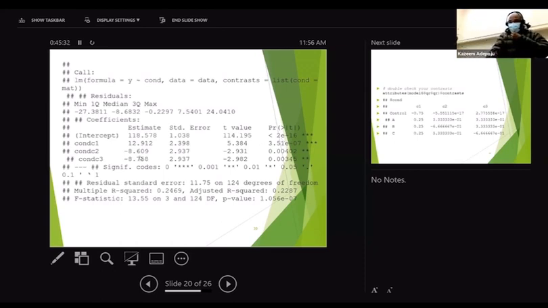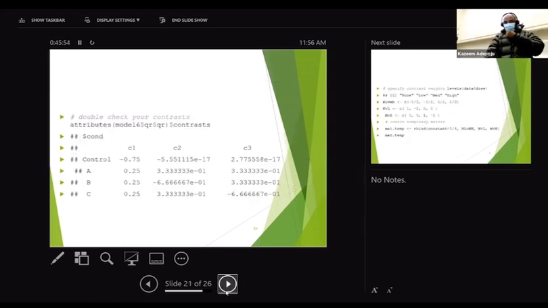Then contrast two, I think you are testing if there's a significant difference between drug A and drug B. And of course, with this p-value, there is. Now, this result here will enable you to make a decision regarding each contrast. And that is exactly what we have done here.